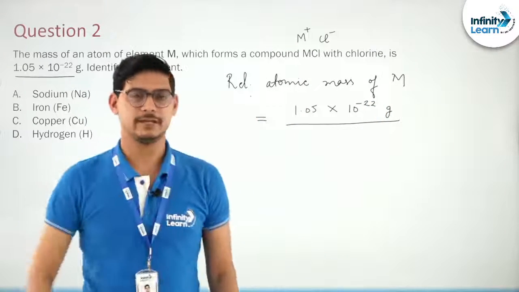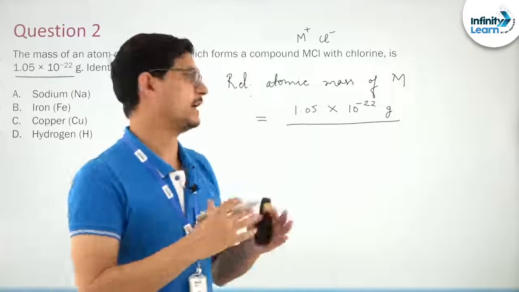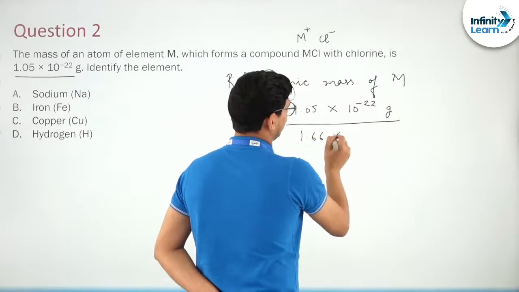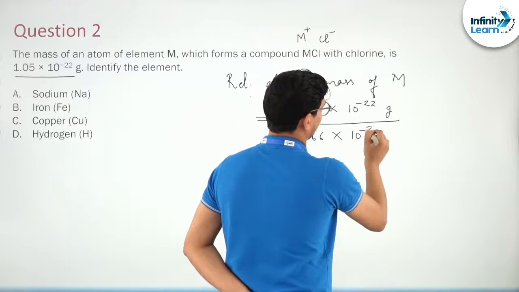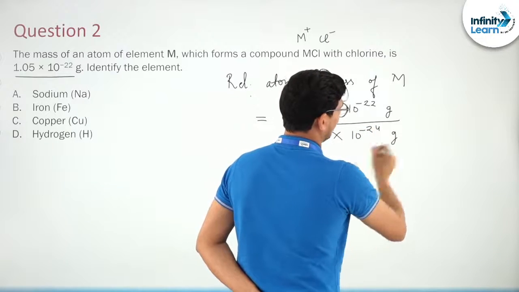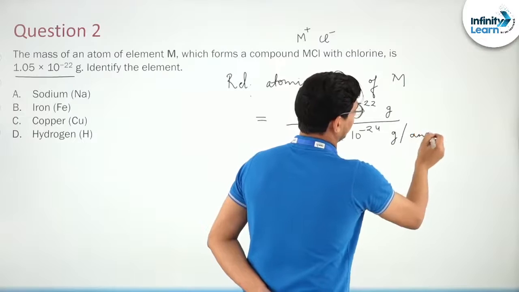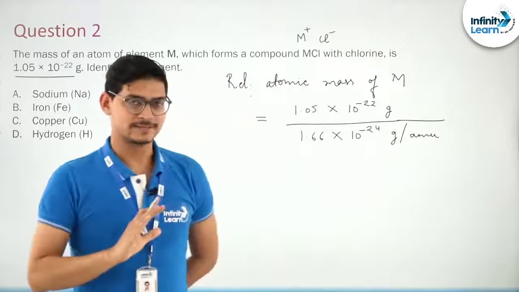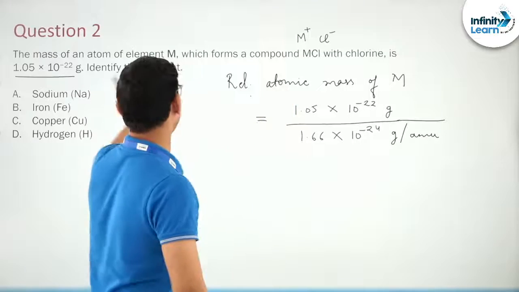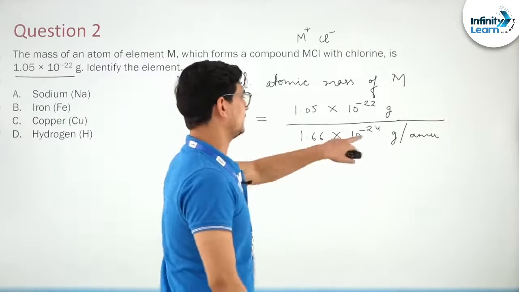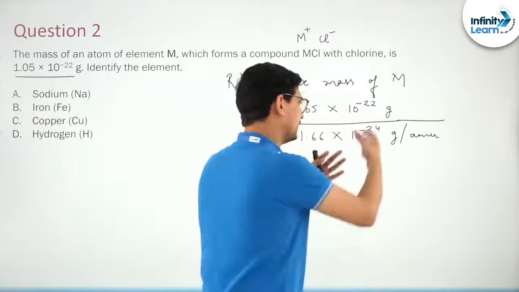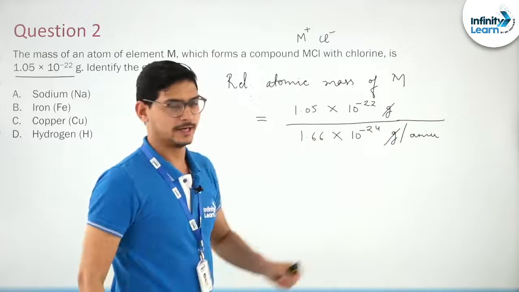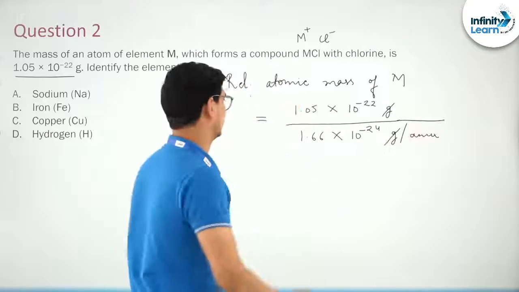Can I divide it by AMU, right? Because the value of one AMU is 1.66 into 10 raised to the power minus 24 gram, it can be expressed as 1 AMU. I hope that's clear to you. This is the mass of one atom of M and this is the value of AMU, right? So if we do a little dimensional analysis here, gram gets cancelled out and we have AMU in the numerator.